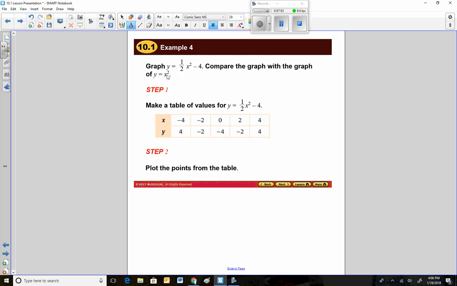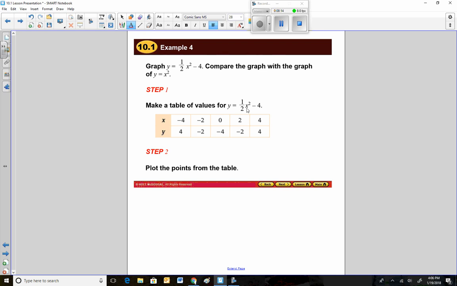Okay, what happens if we write this complicated equation? This negative 4 at the end, or minus 4, would indicate it drops 4. The 1/2 in front would cause it to shrink by a factor of 1/2. In other words, it gets wide. Now you could just plug in 0, 2, 4, and -2, -4 into here.